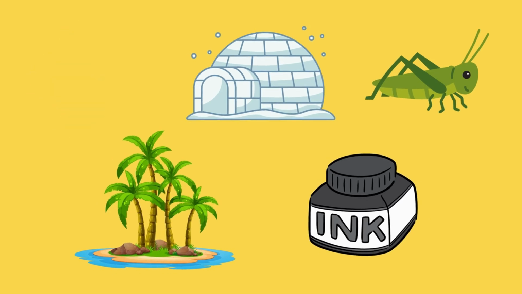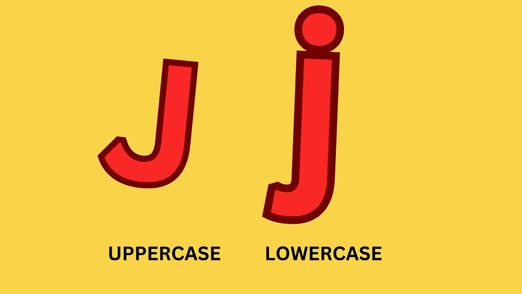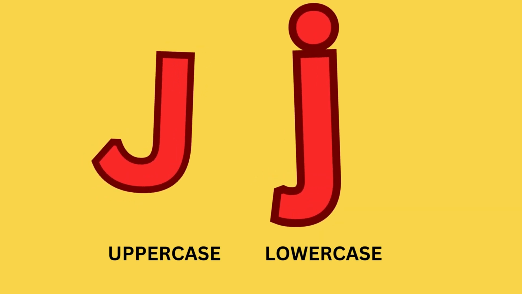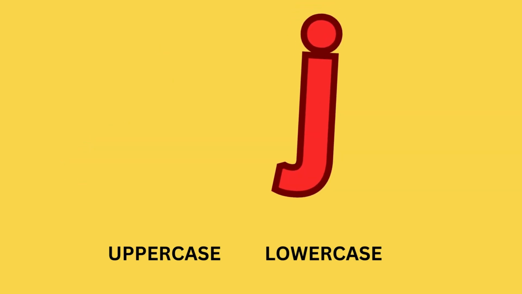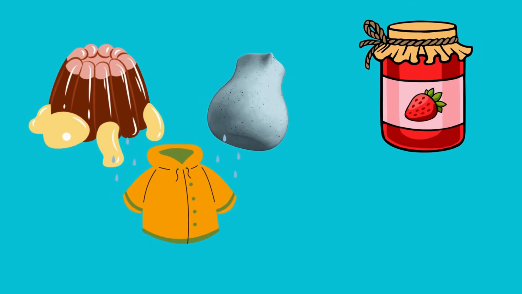J, this is uppercase J, this is lowercase j. J for jelly, J for jug, J for jam, J for jacket, J for jump.